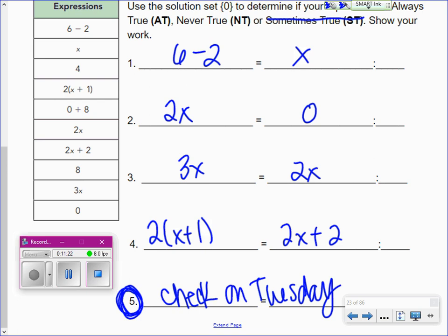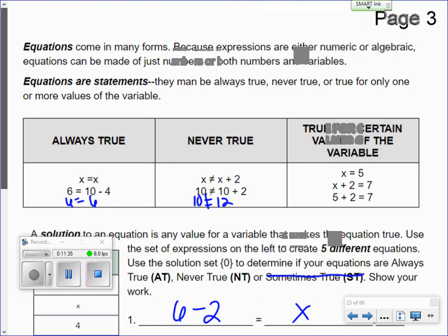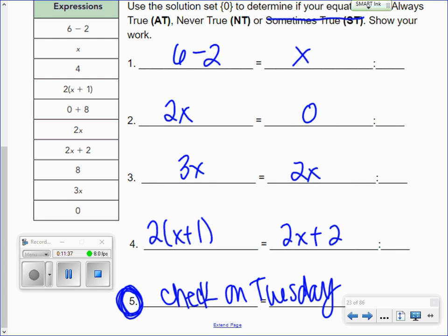Page, whatever we're on, number 5 is your responsibility. I gotta see what page we're on. Hang on. Page 3. Page 3, number 5, your responsibility.